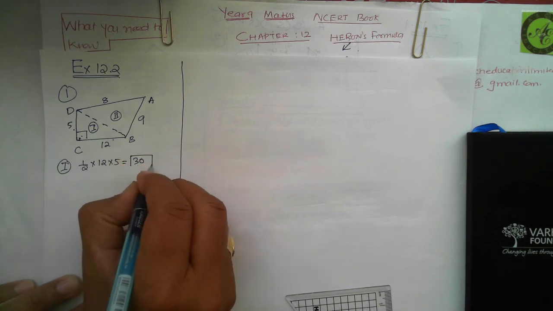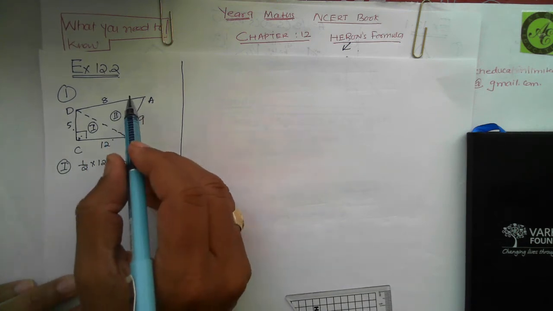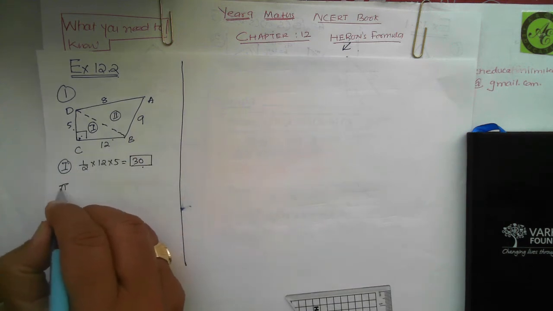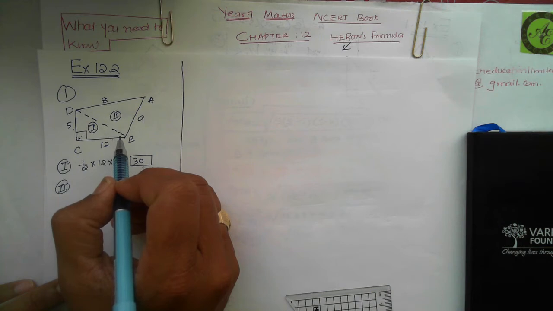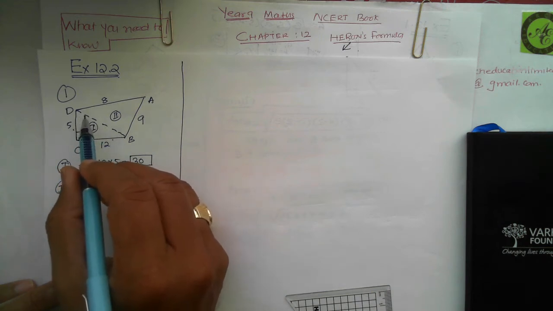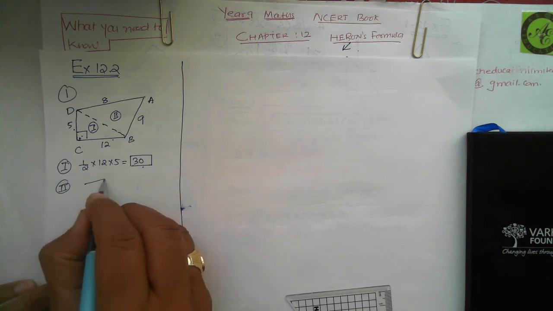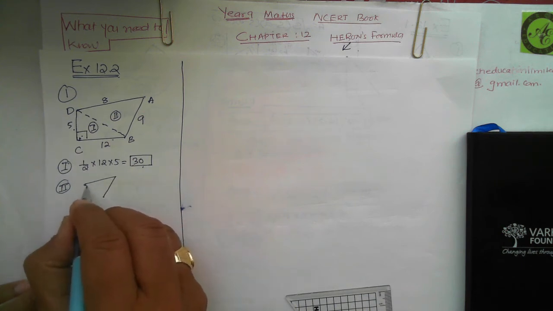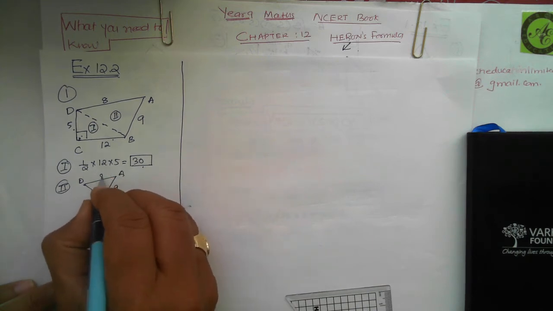For this triangle 2, it's not a right angle triangle, so we don't know the height of this triangle, so we have to use Heron's formula. But we need the third side. Triangle 2 is this now, guys. This is D, A and B. I've got 9, I've got 8. I don't know this side, BD.